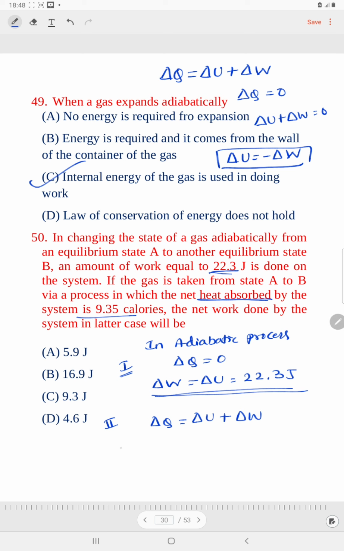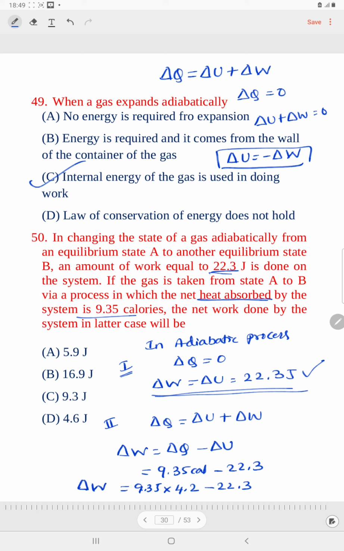Okay. Now work done I have to find out here. Then work done is going to be delta Q minus delta U. Whereas in the first process itself, I have obtained what is delta U, because delta W and delta U are equal in first case, that is adiabatic process. Now delta Q is 9.35 minus delta U is 22.3. It's 9.35 into 4.2 joule, because calorie has to be converted to joules, minus 22.3. So this is the work done in the second case.